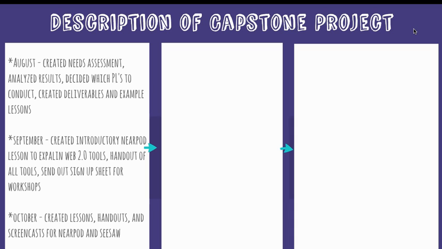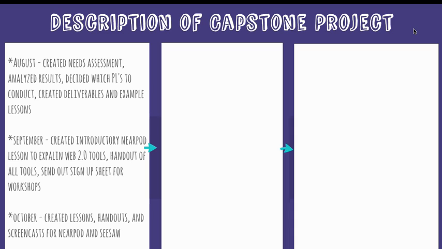I started my capstone project in August and created a needs assessment using a Google form to determine where teachers were at with their implementation and understanding of various Web 2.0 tools. Once this needs assessment was completed, I analyzed the survey results to determine what teachers were most excited to learn about. And I structured my professional development around what teachers were wanting to learn.